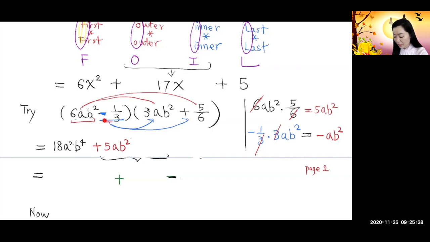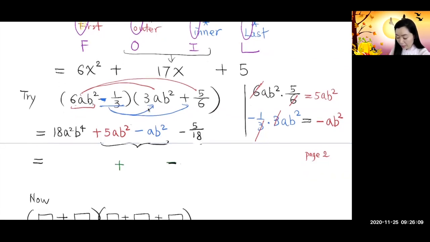Now I take this one and distribute. Take this one times this first one. So negative 1/3 times 3ab squared. The 3 here cancels, giving you negative ab squared. And then finally, negative 1/3 times positive 5/6. So it's negative 5 on top: 1 times 5 is 5, and 3 times 6 is 18. So this is negative 5 over 18.